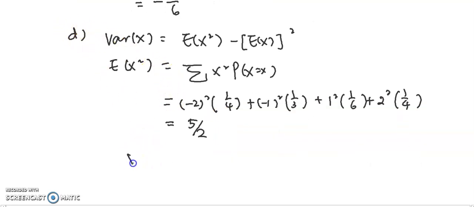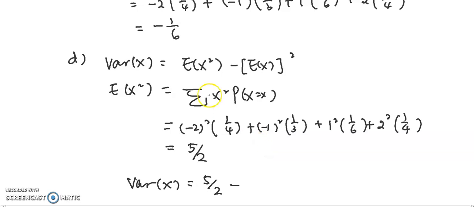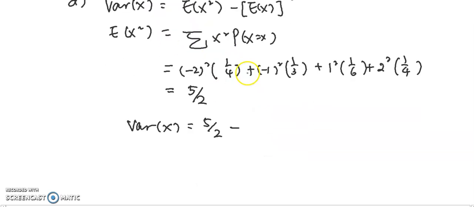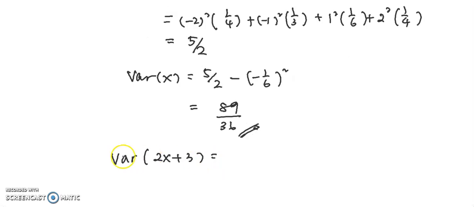Now to get the variance, take the 5/2, that is your E(X²), minus the mean squared. For the mean squared, taking the answer from part C, that is (-1/6) squared. The final answer should be 89/36. To get the variance of 2X plus 3, we can use a property to find this.